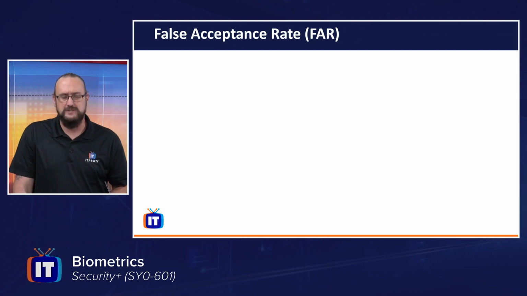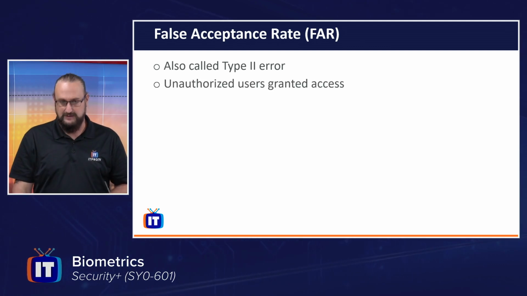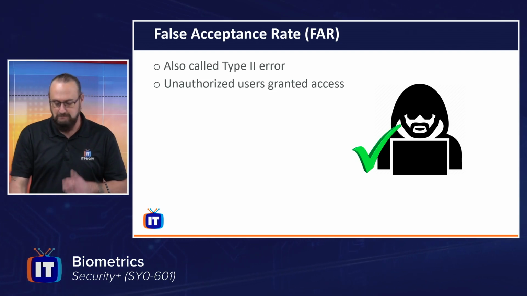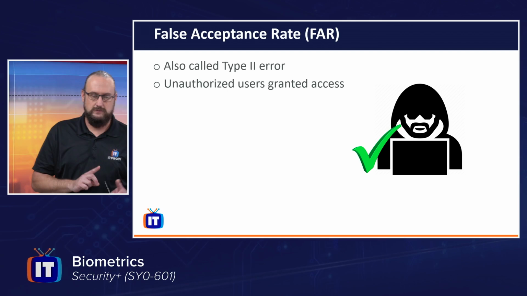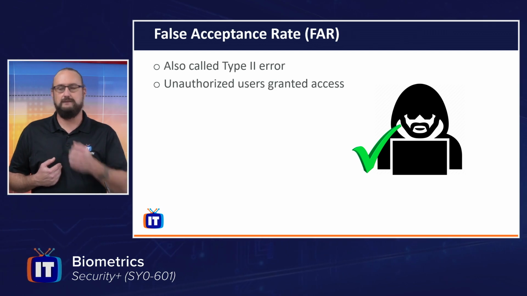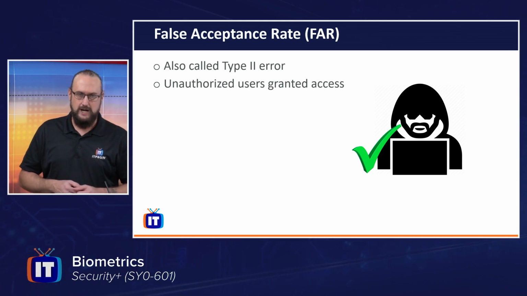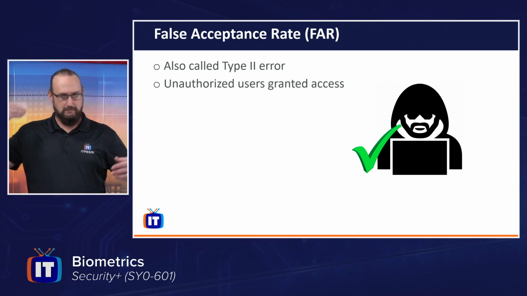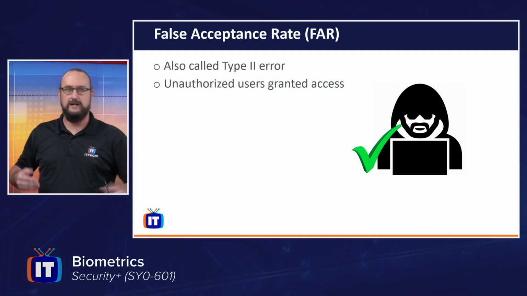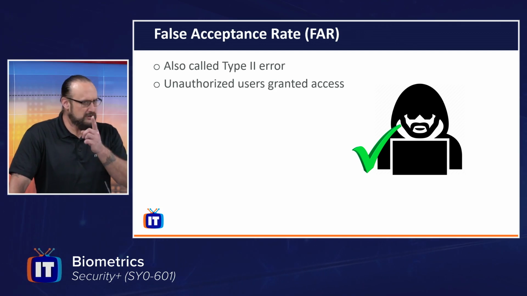False acceptance rate is known as a type 2 error. This is where an unauthorized user is granted access. Now, this is the worst of the two. So let's think about this. I'm an authorized user, and I go to authenticate with biometrics to some kind of security door. Maybe I'm in a man trap between a public access area and a secure area, and I go to authenticate. I'm stuck in the man trap. I can't get in. Yes, it's frustrating. But the system did its job. It didn't accurately do its job, but it did keep people out.